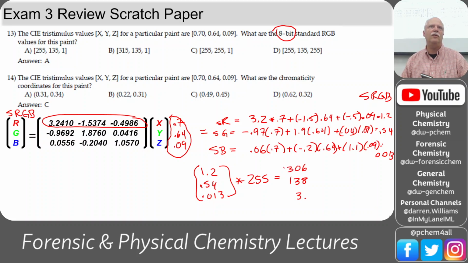If you go through those notes, you know that these 8-bit values are going to be capped at 255, and if you have any negative ones, they're capped at 0. So they've got to be between 0 and 255. Since this one is over 255, we're just going to stop that one at 255. And so the closest number to this one is 255, 138, 3. And that's where we get this value here.